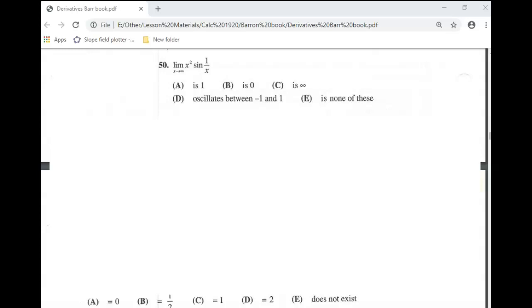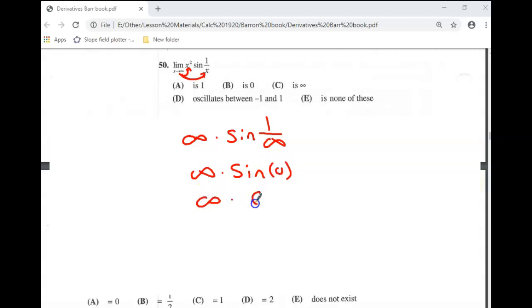So on this one, we're going to plug in infinity here. Now that's going to be infinity. We're going to plug in infinity here, and that's going to give me infinity times sine of 1 over infinity. Now 1 over infinity is 0. Sine of 0 is 0, and this is an indeterminate form.